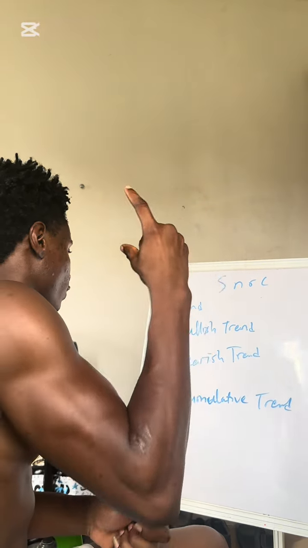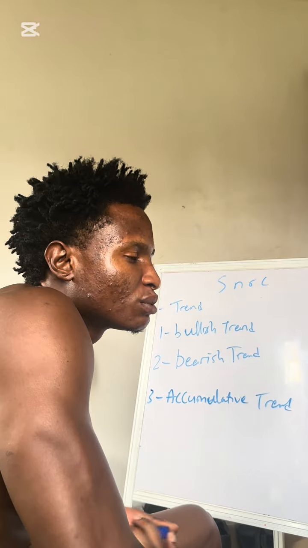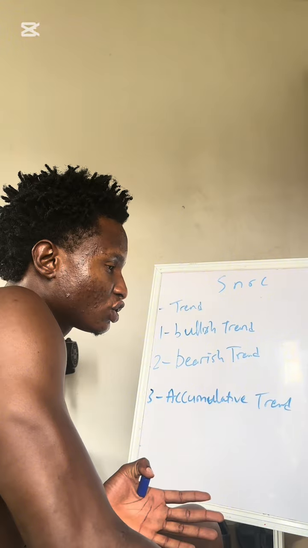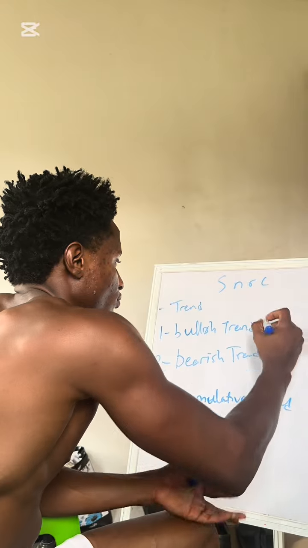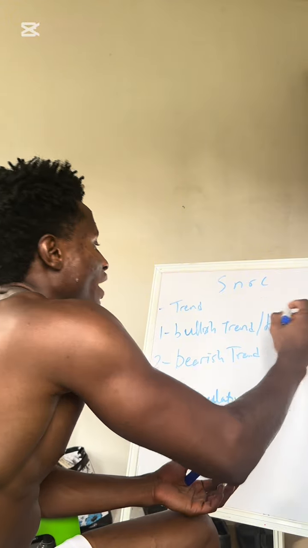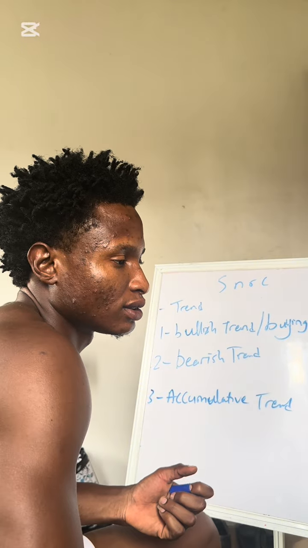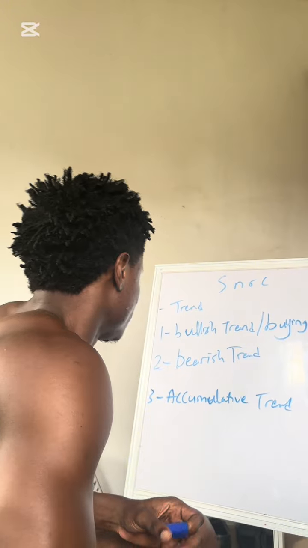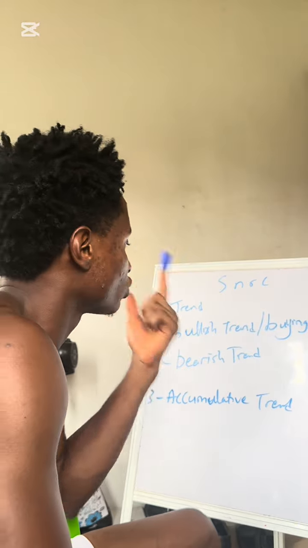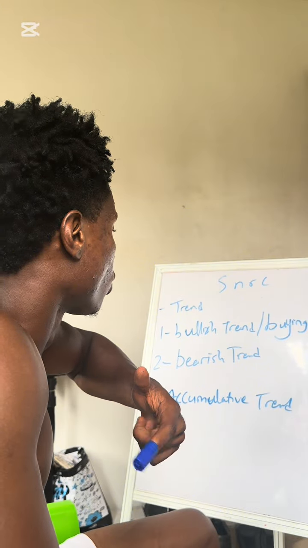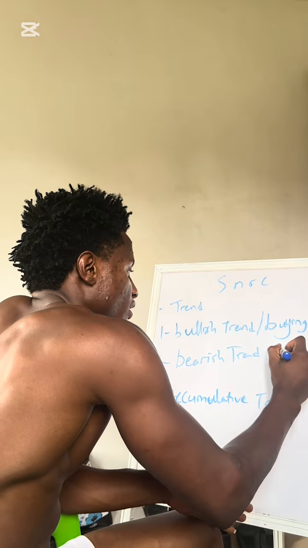First of all, bullish trend. What is a bullish trend? Bullish trend refers to the market wanting to buy, so you can relate it to buying. When the market is bullish, we are buying. Bearish, since I already said buying, you should be able to understand that the next trend, bearish trend, will be selling.